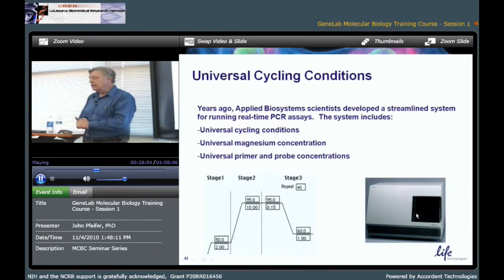I mentioned a moment ago that all of our assays, and that includes the ones on our website and assays that perhaps you've developed yourself, if you used some of our systems, there are 2 that we have, one called Primer Express, the other one called the Custom TaqMan Assay Design Tool. Now, all those different options, the assays will operate under universal cycling conditions. Also, universal magnesium, universal primer and probe concentration. So we've been able to eliminate optimization.